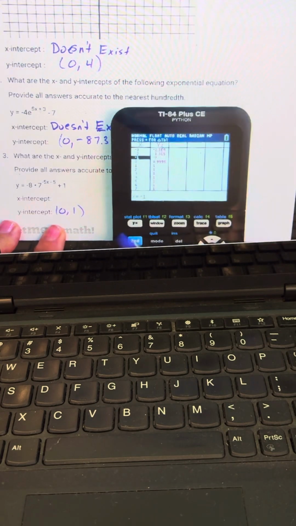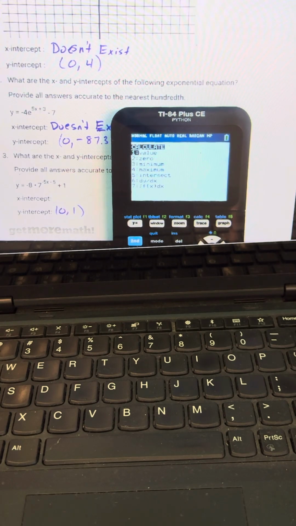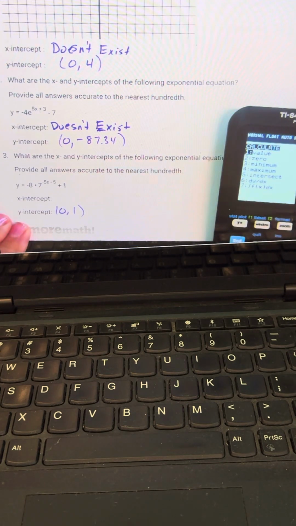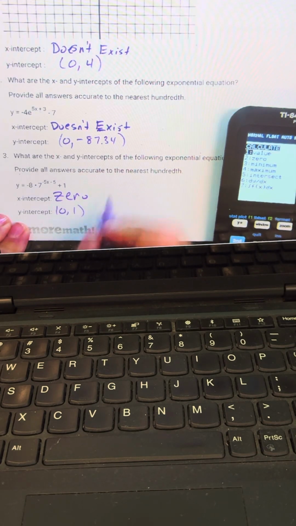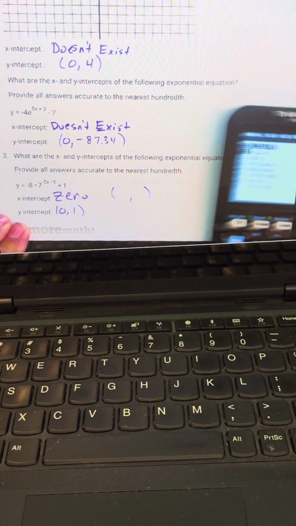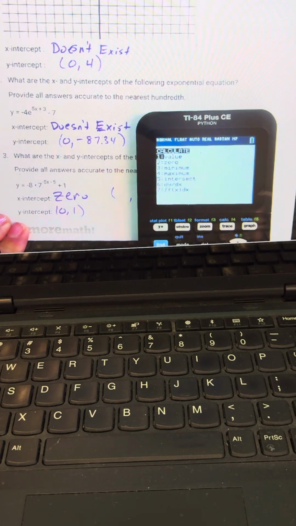So you have 2 ways to find this. Here's one. You can graph it, do second calculate, and to find the x-intercept, that is also known as the 0, right? So we're looking for an ordered pair. So we go to second calculate number 2, 0. And we need to be left and right of it.